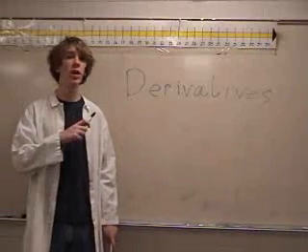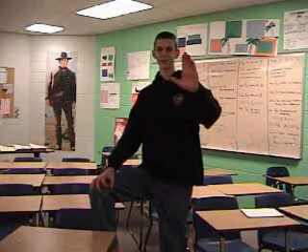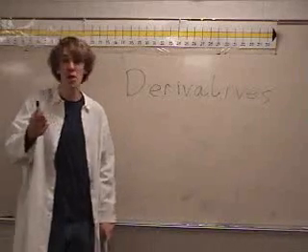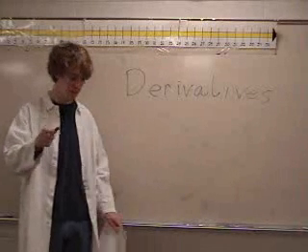What is a derivative? A derivative is the rate of change of one variable with respect to another. Slow down, Dr. Brainiac. What does that mean for me? It means slope. More specifically, the slope at a specific point on a graph.